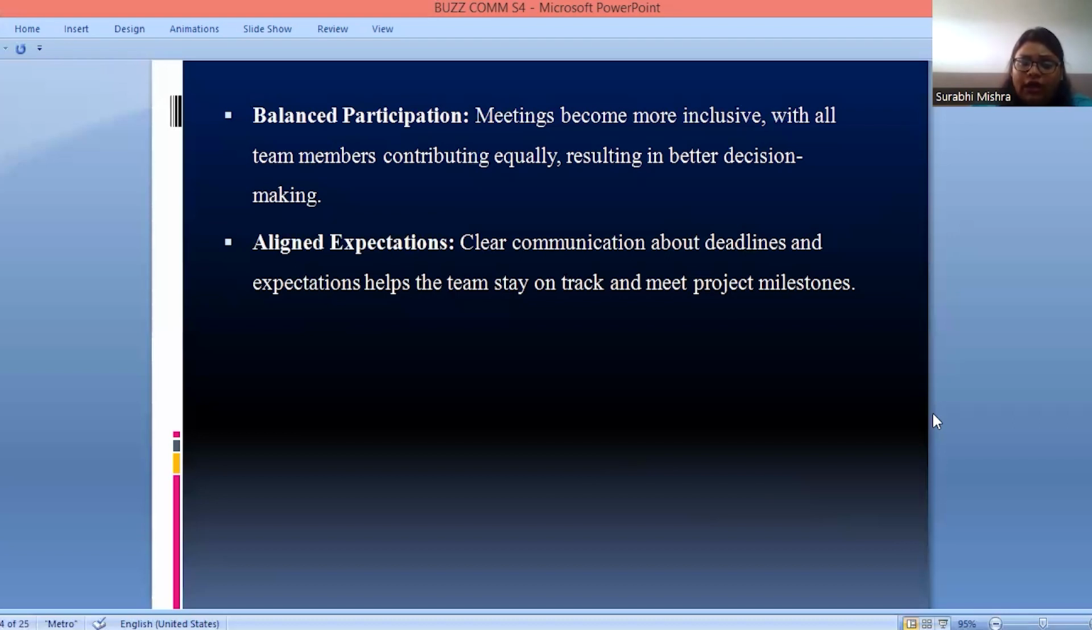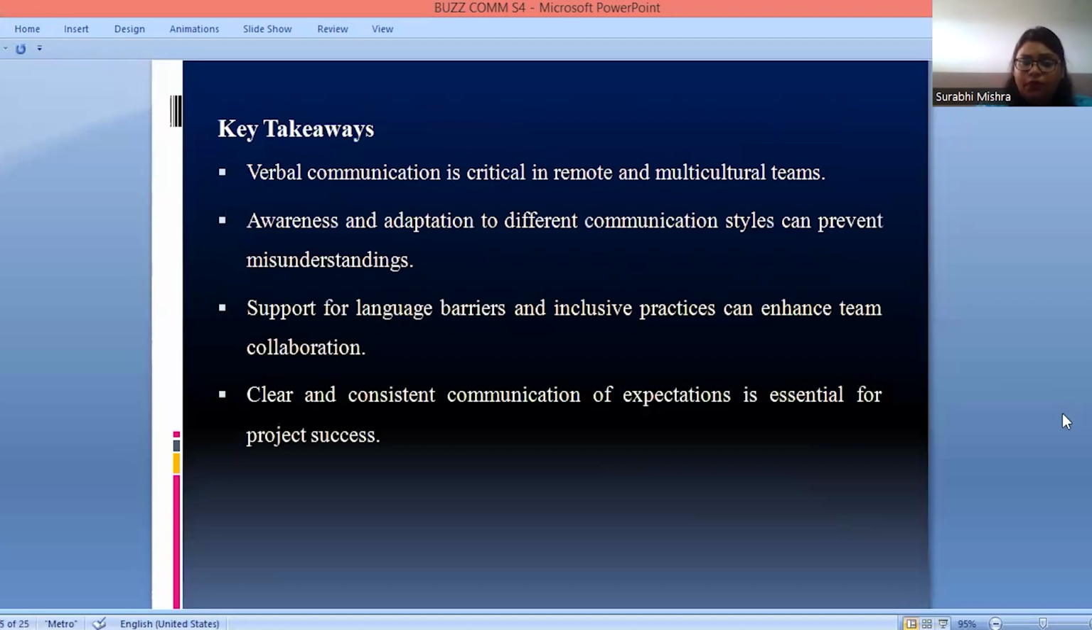The last one is aligned expectation. Aligned expectation here means, again, the deadline was common for all, whether they are from Germany, America, India or Brazil. All the people from the different countries were clear about the deadlines, that the deadlines are the same for everyone. This helped the team to stay on track and meet project milestones. So this was the case of verbal communication.